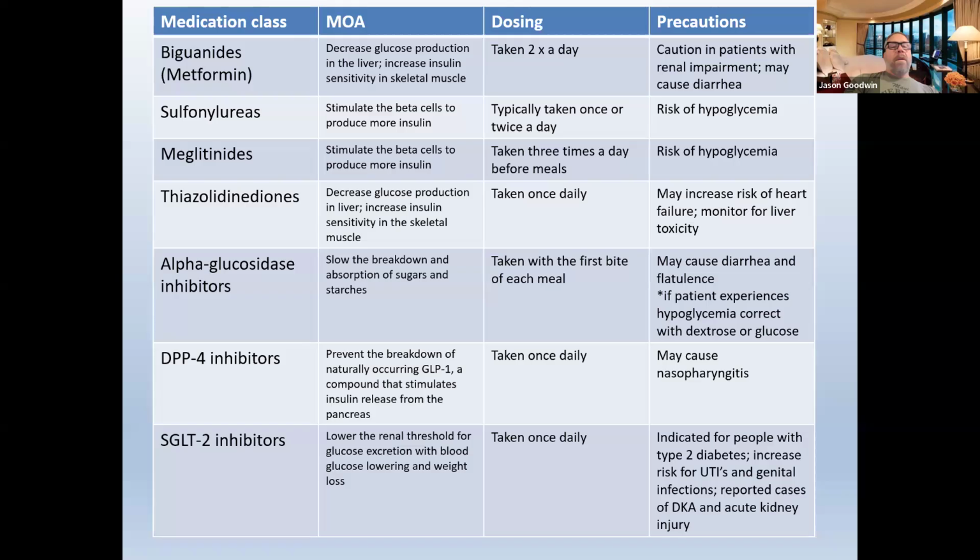Okay, so here's a chart of the mechanism of action of each of these things. For instance, metformin, which is the most common one, decreases glucose production in the liver, and that helps increase insulin sensitivity in skeletal muscle. One thing you want to be aware of is that it can cause diarrhea when you first start taking it, and it also can cause renal impairment in kidney compromised patients. So these are all different medications that you would go through with the patient, and they all have different effects.